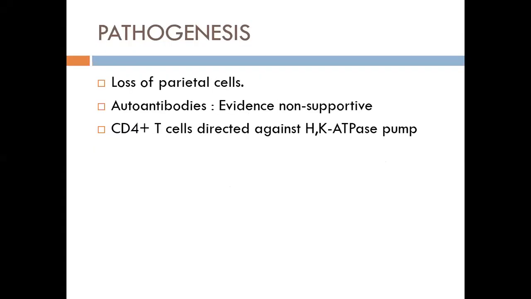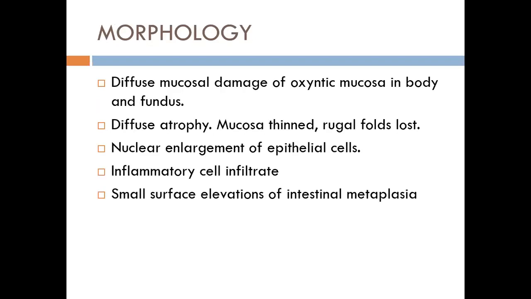So pathogenesis of autoimmune gastritis: there is loss of parietal cells, and there are autoantibodies against the parietal cells. There are CD4 positive T cells, which are directed against the hydrogen potassium ATPase pump. So due to loss of parietal cells and antibodies against the parietal cells, there is less secretion of acid.